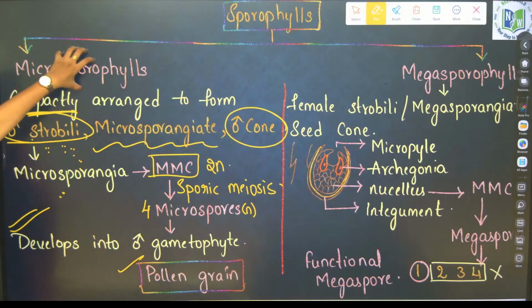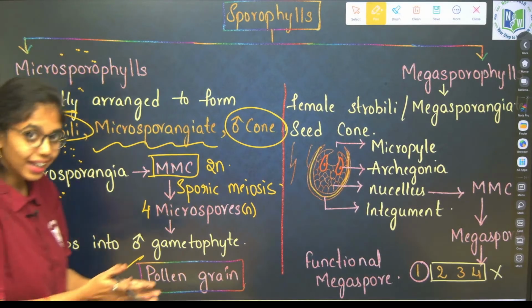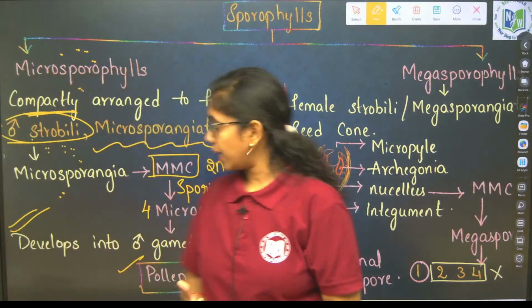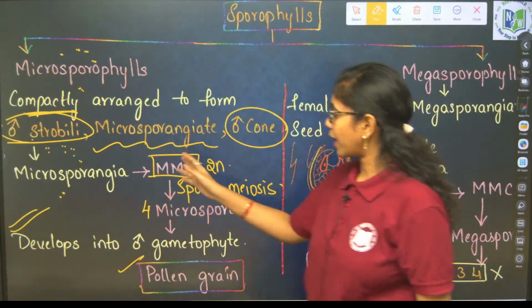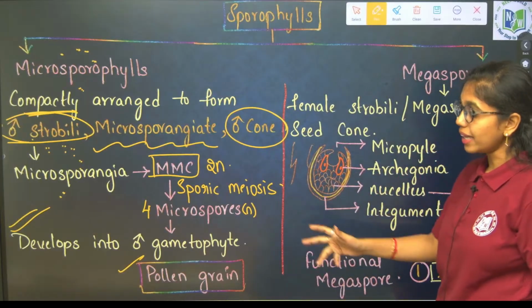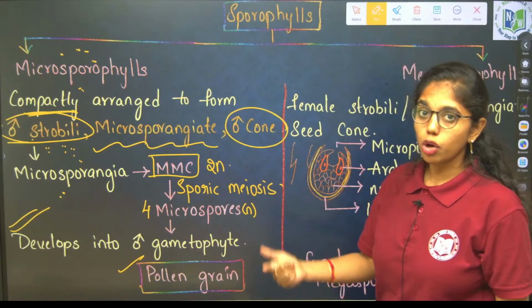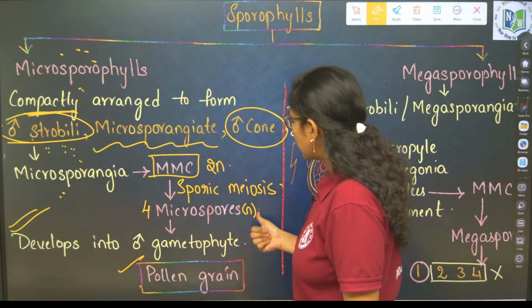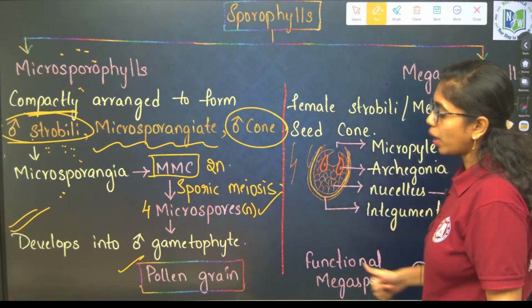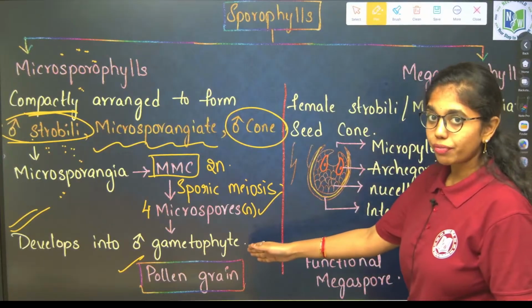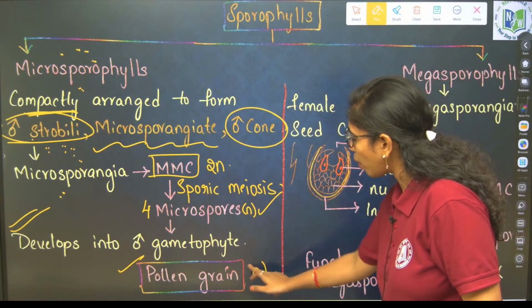Okay, so microsporophylls which are compactly arranged, also called as what? Male cones, which are also termed as microsporangiate or male strobili. They will be having diploid microspore mother cells which undergo sporic meiosis and release microspores which are haploid. They develop into the male gametophyte, those are haploid mature pollen grains.